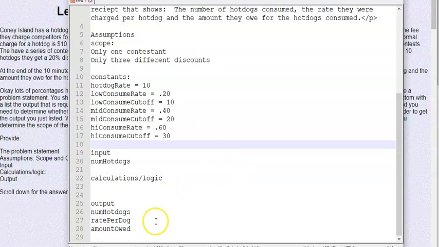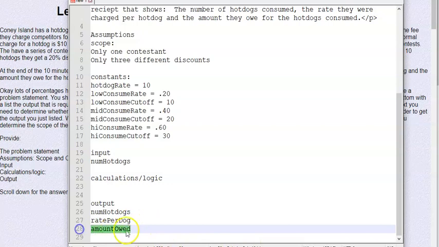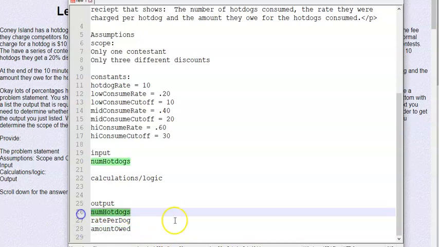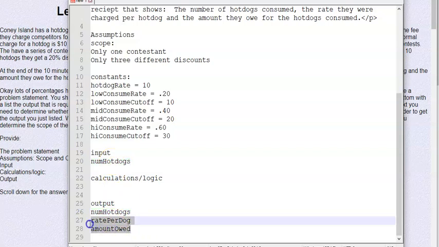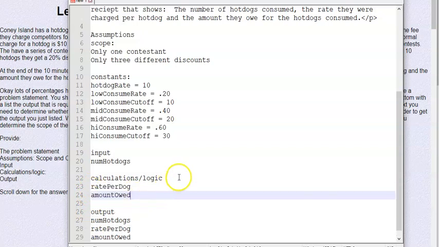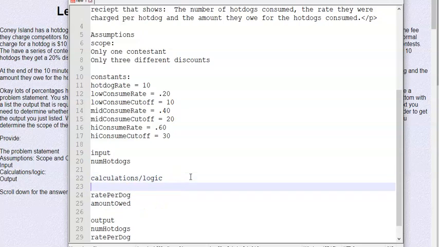All right, and then I had to figure out where I am going to get these from, and which ones are going to be input and which ones are going to be calculation and logic. And the rate per hot dog is going to be math and logic, and the amount owed is just going to be math. But number of hot dogs, someone has to tell me that. So you can see I placed that into here. And then I just copied these two because that's going to be math.